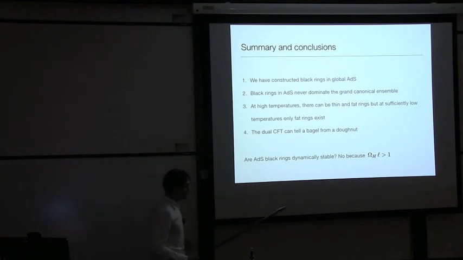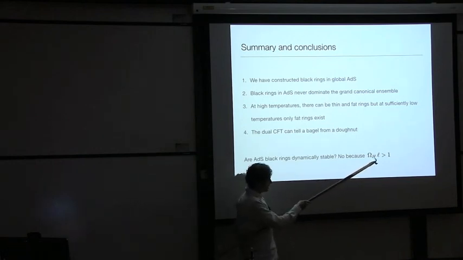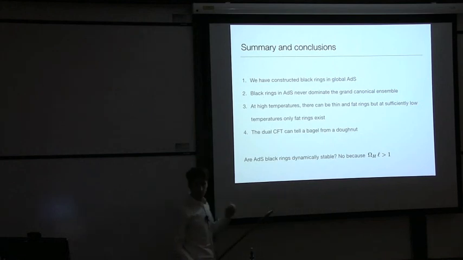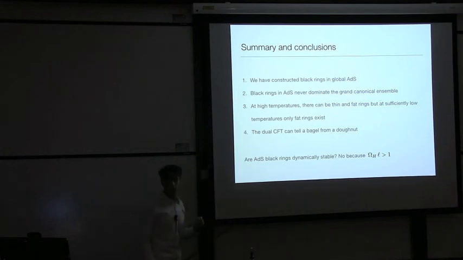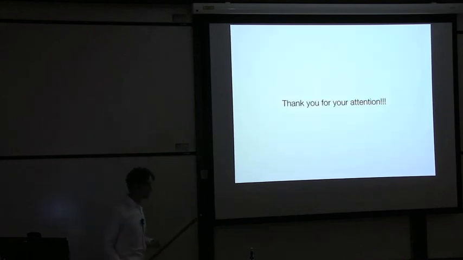Another result is that all the rings we found satisfy this bound. From the gravity point of view, this implies that they should all be unstable under superradiance. The endpoint is not known. I'll have nothing to say about this, but understanding the stability and the endpoint of these instabilities is an interesting open question that we should leave for future work. So thank you for your attention.